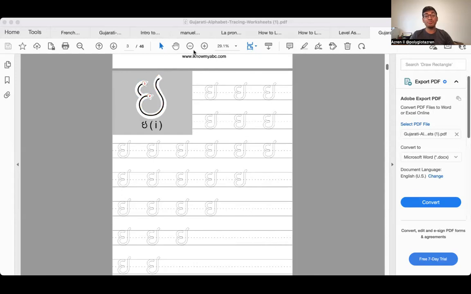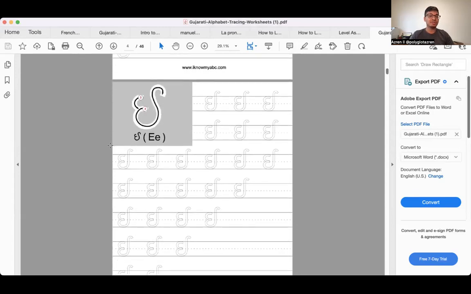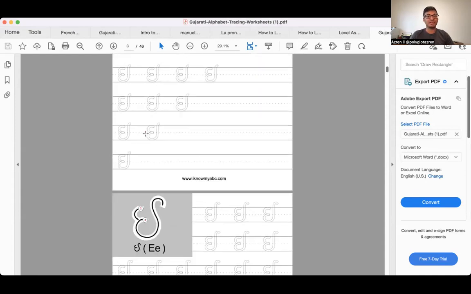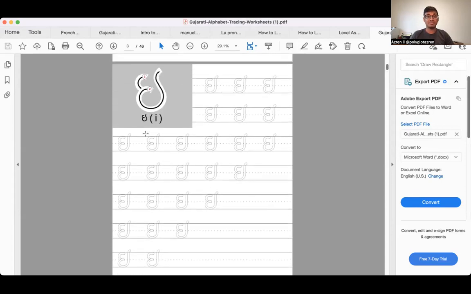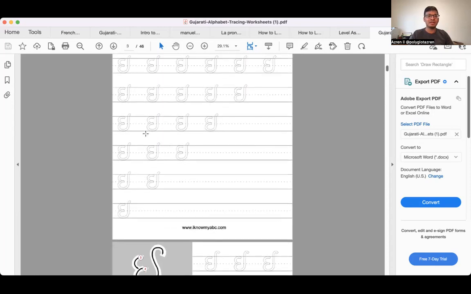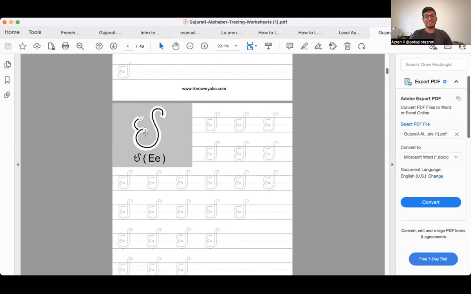Now Gujarati has two E's. We have this E, which people will call a short E. And then we have a long E. The letters look relatively similar. If you ever ask a Gujarati teacher, what's the difference between the short E and the long E, right? The difference, they'll essentially say something like this. They'll say something to this effect, in my personal experience. They'll say, a E che, and a E che. So this one is E, and this one is E.